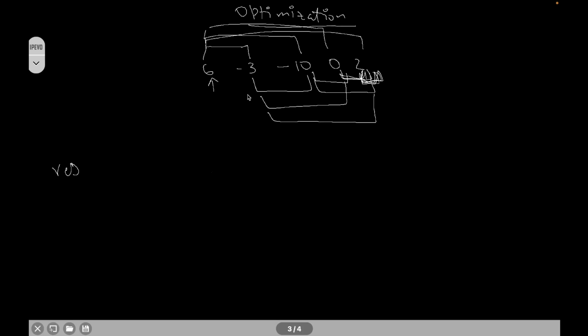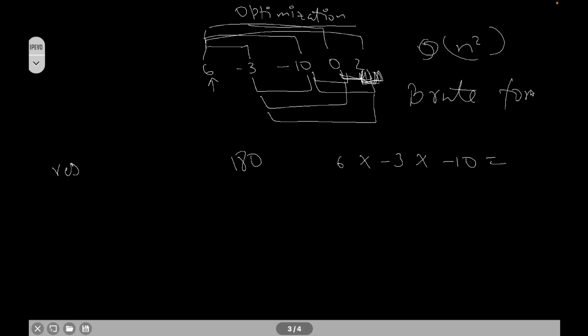So if we solve this, we'll get our answer as 180, that is by doing the multiplication of 6 into -3 into -10. Okay, but if we look at this, we can see that we are multiplying this 6 with each and every element of the array. Similarly, -3 with each and every element of the array. Similarly, -10 is multiplied with each and every element of the array, and 2 is multiplied with each and every element of the remaining array. So that will give us a time complexity of order of n square. Okay, so this is not an optimized solution, but this can be your brute force solution, which will give us the answer in order of n square.